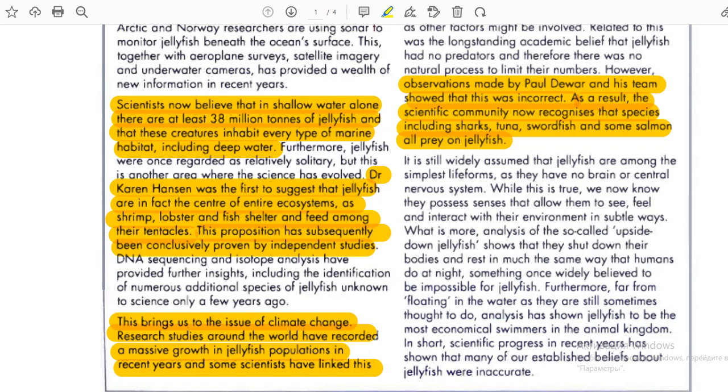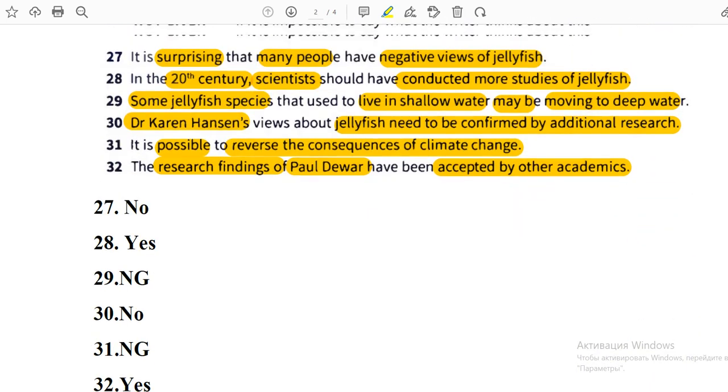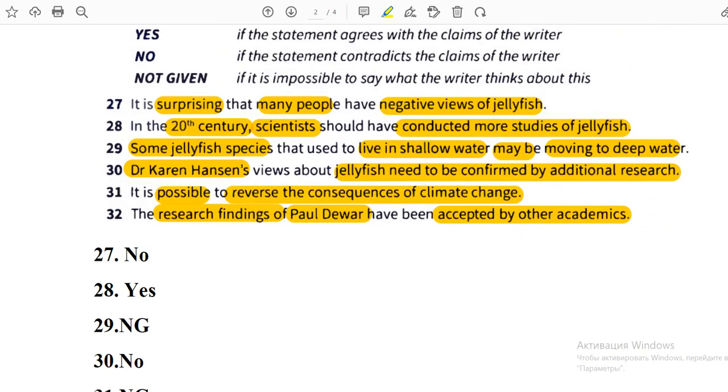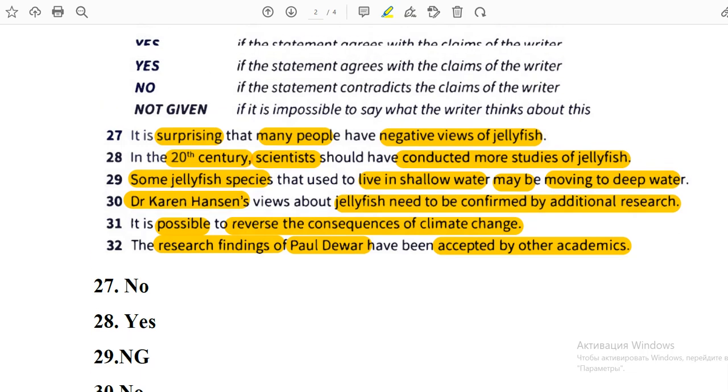But the writer doesn't say whether jellyfish are moving from shallow to deep water, only that they live in both environments. So that's why this is not given. Let's go further to our next question. Dr. Karen Hansen's views about jellyfish need to be confirmed by additional research. So we need to find Dr. Karen Hansen and we need to continue our second paragraph.